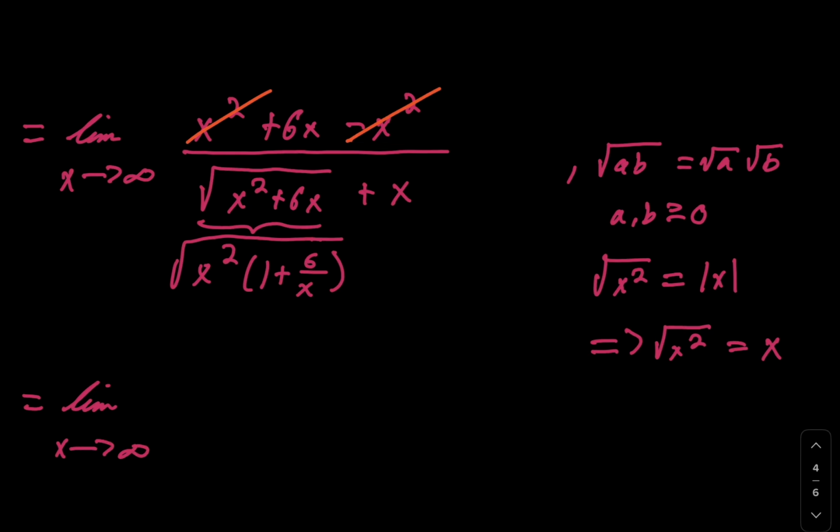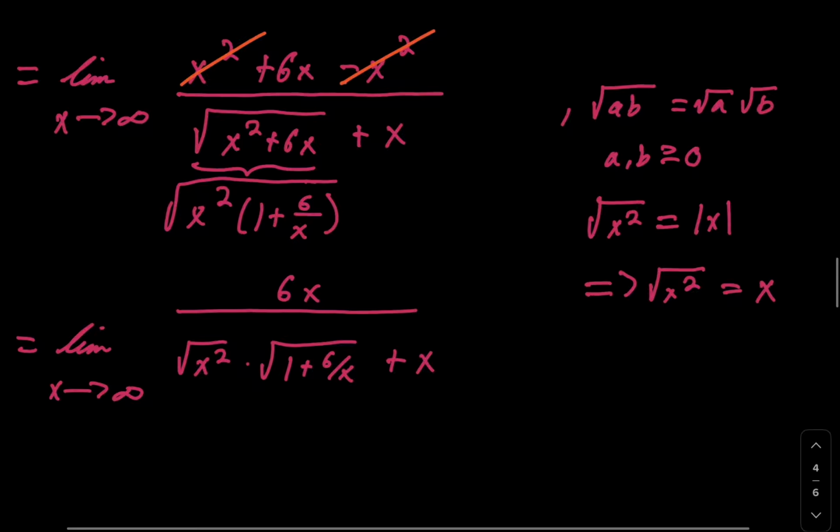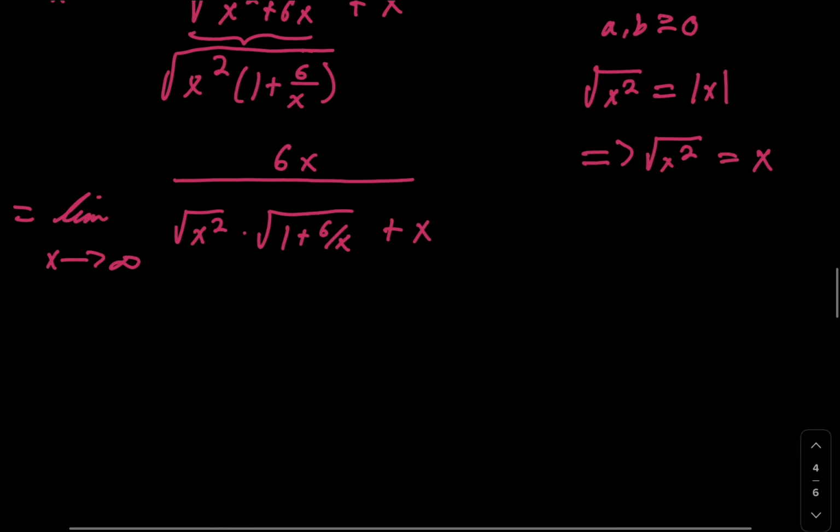So upstairs in the numerator, we still have 6x divided by, now we're going to have the square root of x squared times the square root of 1 plus 6 divided by x. And then we have this extra x dangling out there. Now, we know this piece, the square root of x squared, is going to equal x in this case. So here's what I'm going to do. I'm just going to cross this out and turn it into an x.